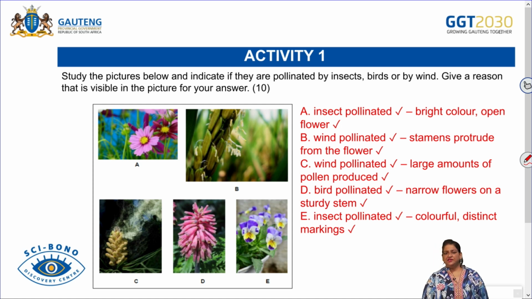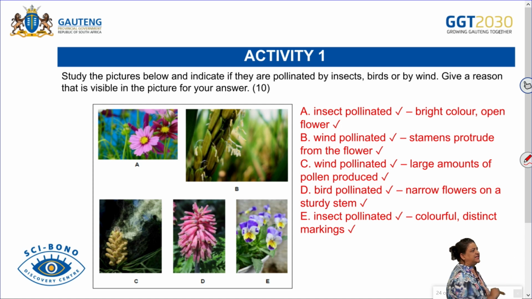So now here's some of the activities. Study the pictures below and indicate if they are pollinated by insects, birds, or by wind, and give a reason that is visible. Always remember that you must always answer the question. If they say what is visible, do not write what are some of the characters you know, but that's not visible in the picture itself or in the diagram. So always say what is visible.